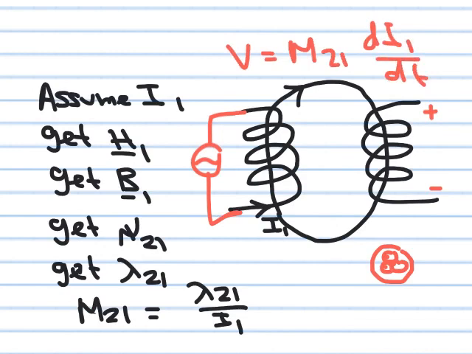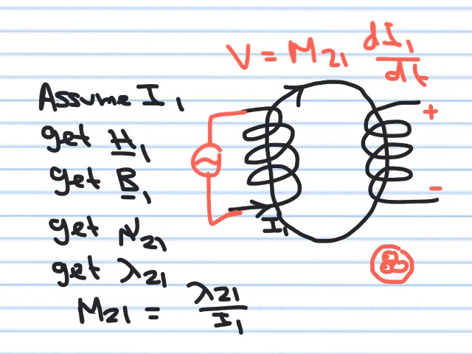Okay, if this is kept open circuit like this, the mutual inductance tells you the ability of the time variations of the current in the first coil to create a voltage in the second coil. And so M21 is really related to Faraday's law, which we're going to be talking about very soon.